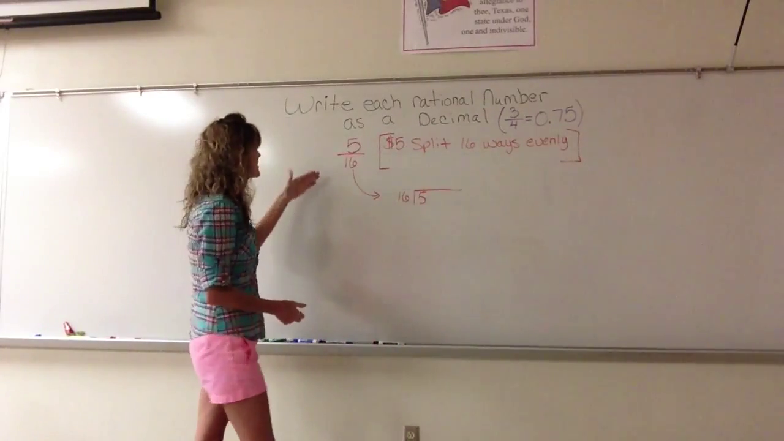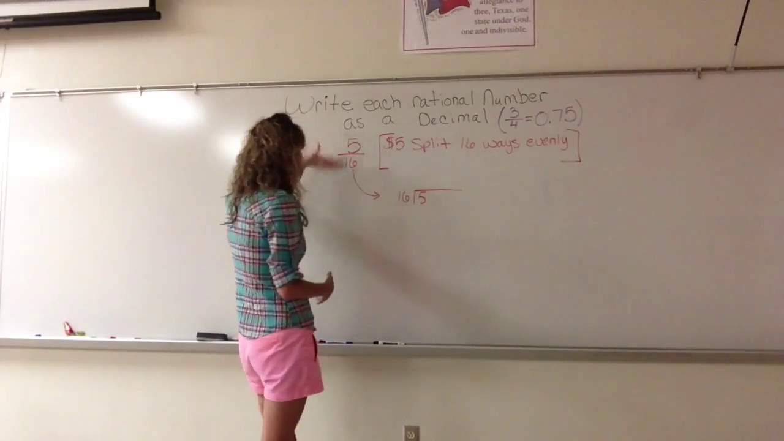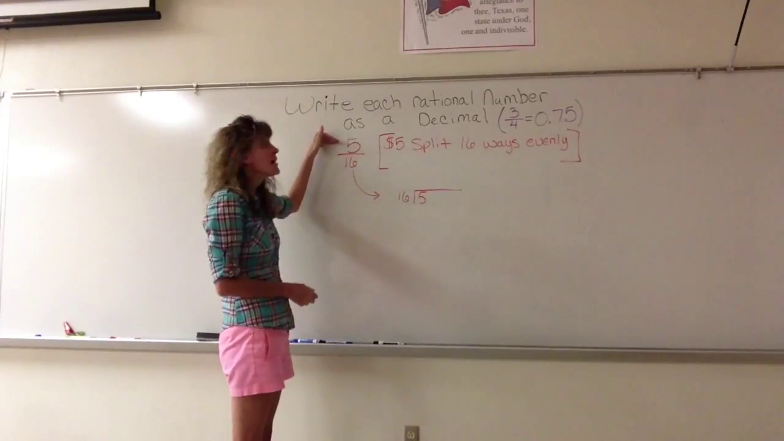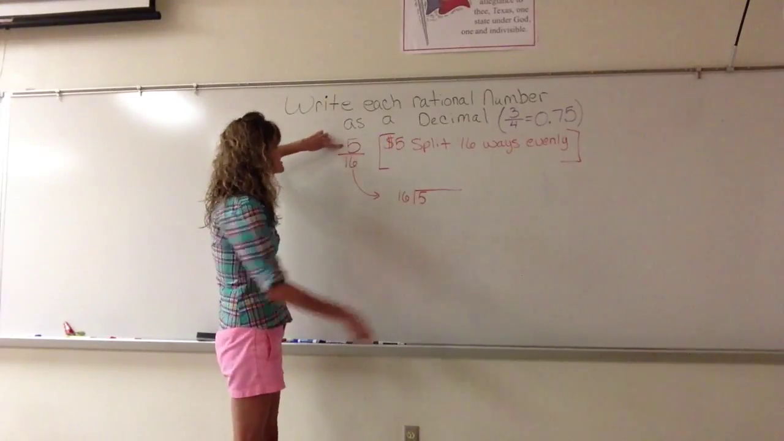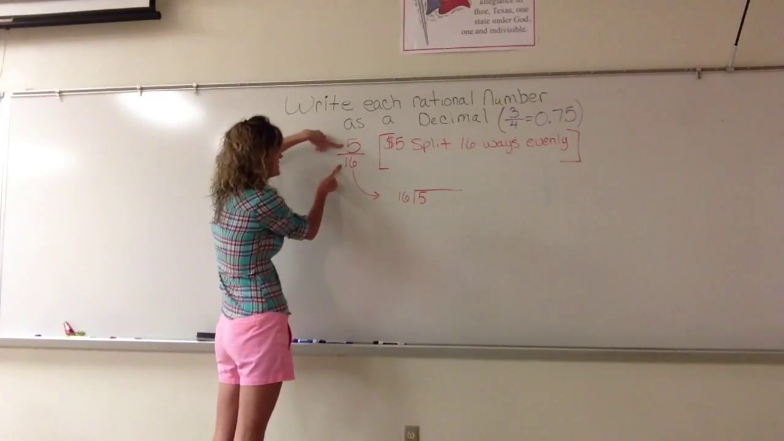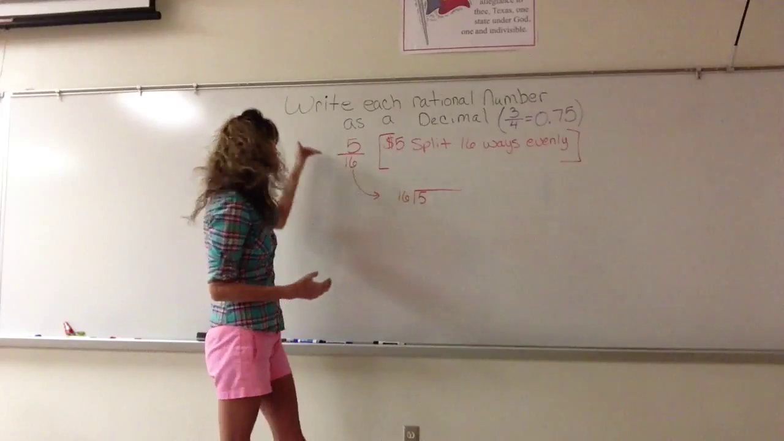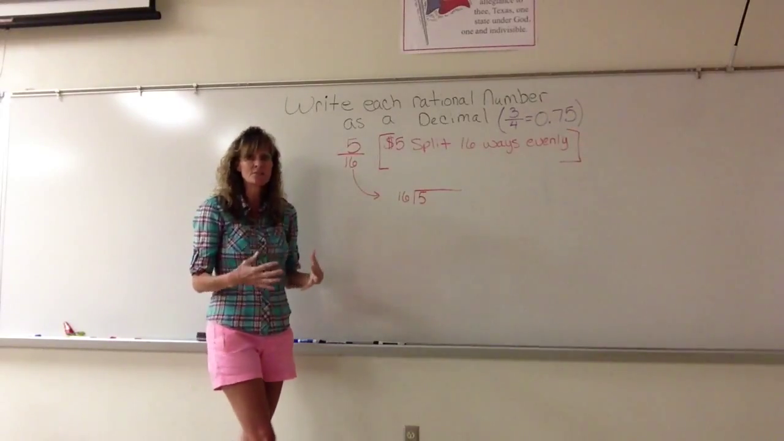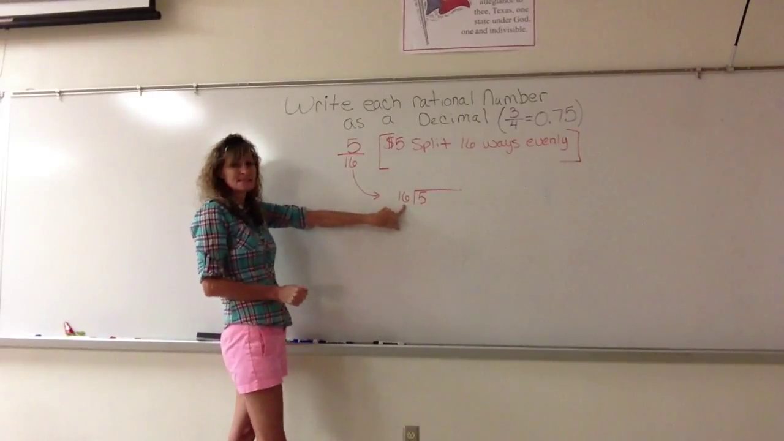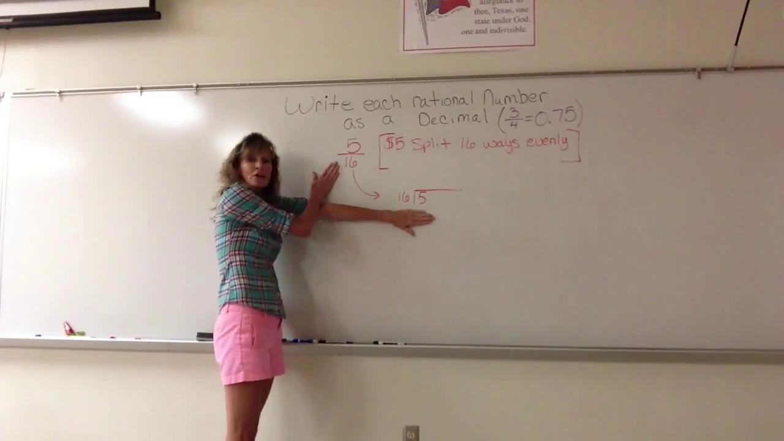So let's change 5/16 into a decimal number. Well, let's think about what this means. This is like having $5 split into 16 ways evenly. So 5 divided by 16, because fractions are really division problems. Notice how it is written here to here.